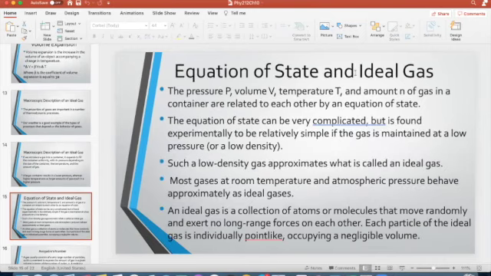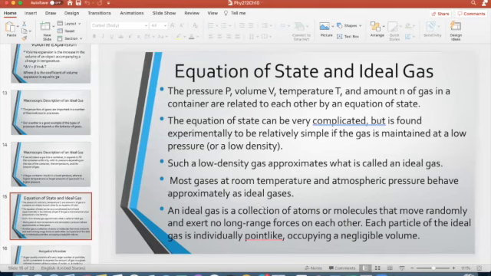All right, so equation of state: P is pressure, V is volume, temperature is T, and the amount of gas in the container, we usually call that moles. The equation can be complicated, but it's supposed to be relatively simple if we're talking about a gas that's at low pressure or low density. So these are approximations. It's not perfect, I should say that. It doesn't qualify for each and every gas, okay? So that's why they call it ideal gases.